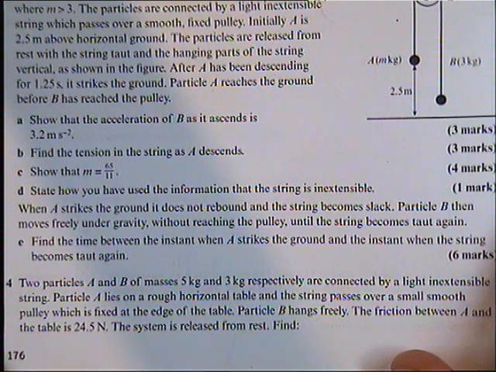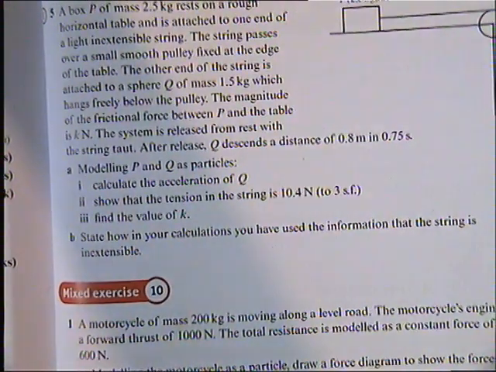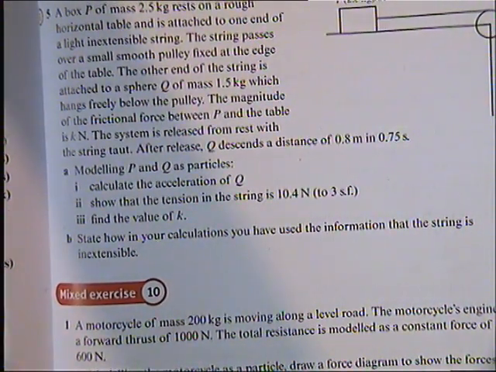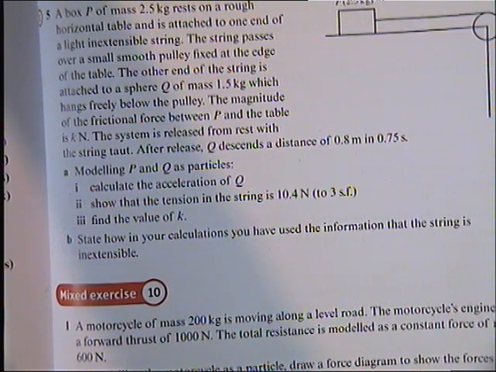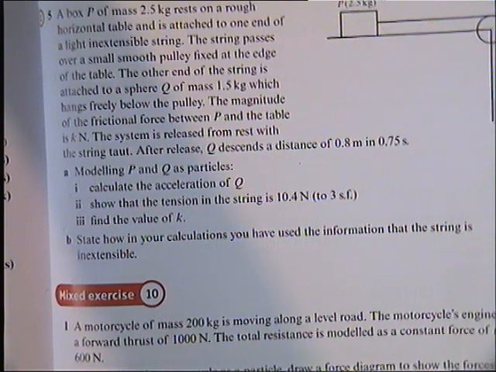Particle B hangs freely. The friction between A and the table is 24.5 Newtons. The system is released from rest. Find A, the acceleration of the system, B, the tension in the string, and C, the magnitude of the force exerted on the pulley by the string.